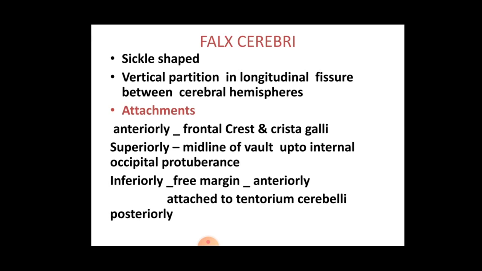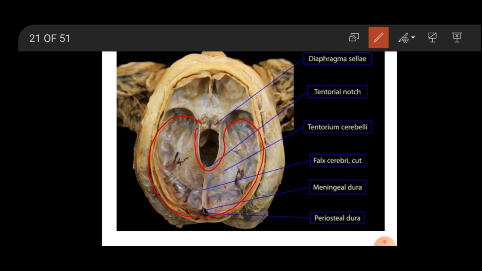So the falx cerebri is sickle shaped. That's a vertical partition in the longitudinal fissure between the cerebral hemispheres, and these are the attachments of the falx cerebri. This is the cerebellar fossa, where the cerebellum is lodged, and above this tentorium cerebelli you have the occipital lobe of the cerebrum. The tentorium cerebelli takes the weight of the cerebrum, so it prevents compression of the cerebellum by the occipital lobe of the cerebrum.